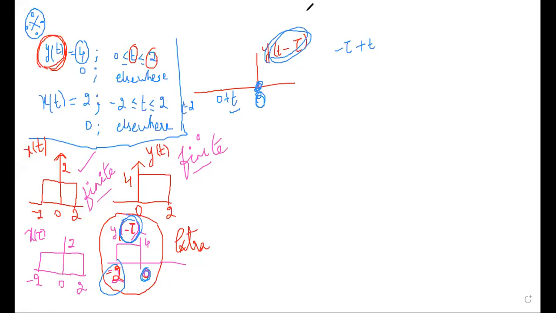Any doubts in this? If you have any doubt, ask me now only. You understood how we are now having 0 plus t and minus 2 plus t here? Is it clear? Can you explain? See, the amplitude in the second diagram. See, this is my first diagram. And this is my second diagram. In the second diagram, y of minus tau is the amplitude. I have taken the reflection.